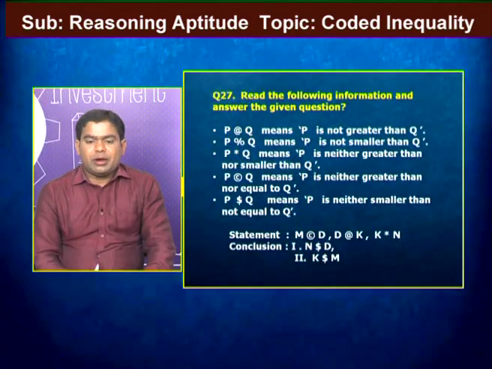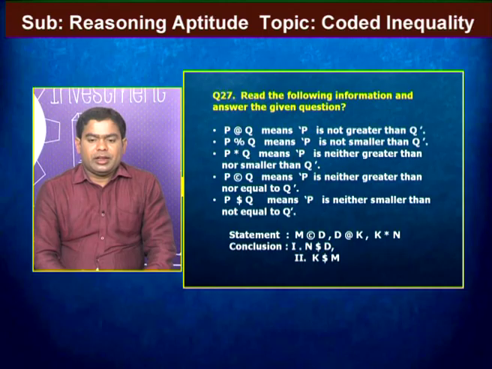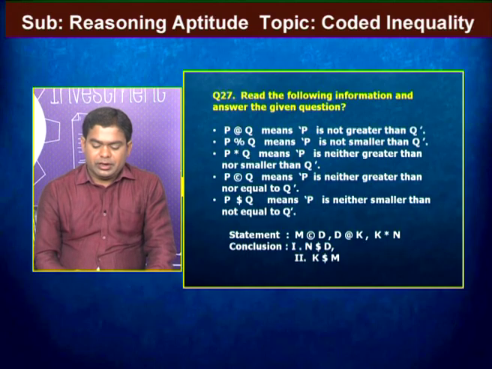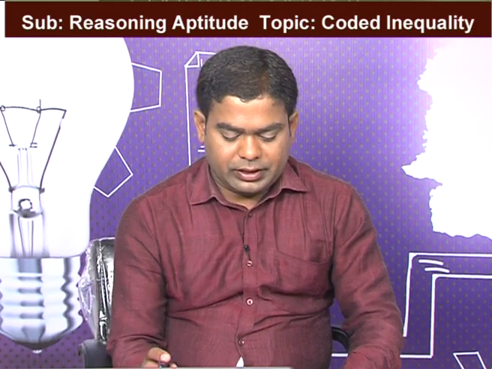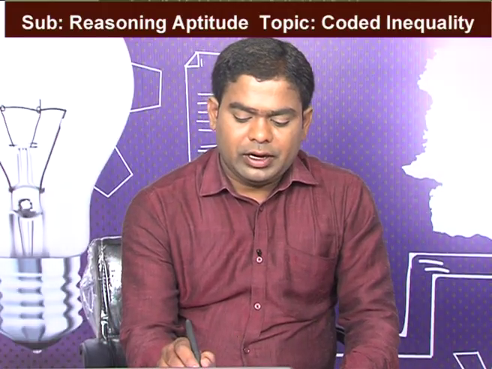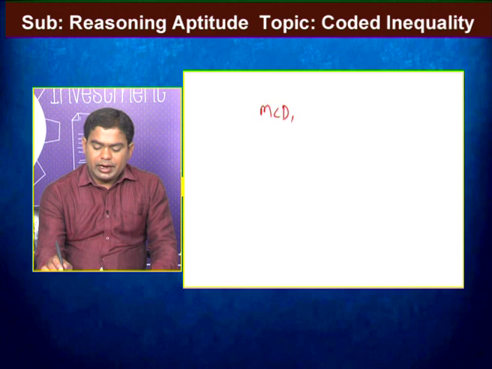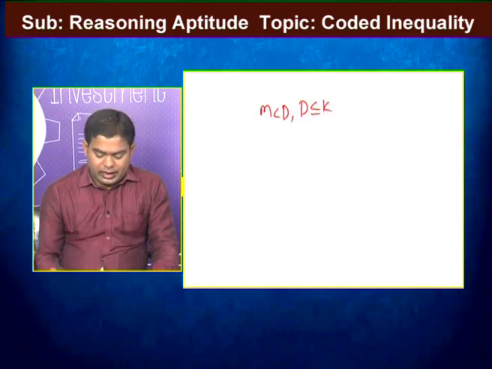So next question: M © D @ K * N % N $ D, K $ M. Here we apply the inequalities for the given statement and given conclusions. In our question, M © D, where © denotes neither greater than nor equal, means less than. So M less than D, and D @ K. In our question, @ denotes not greater than, means less than or equal to: D less than or equal to K, and K * N.